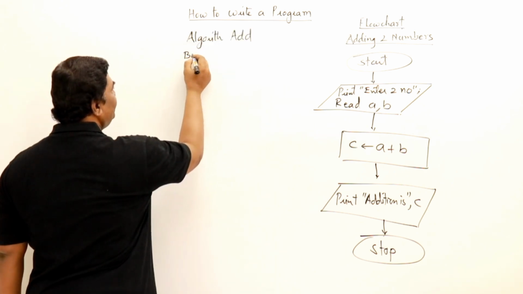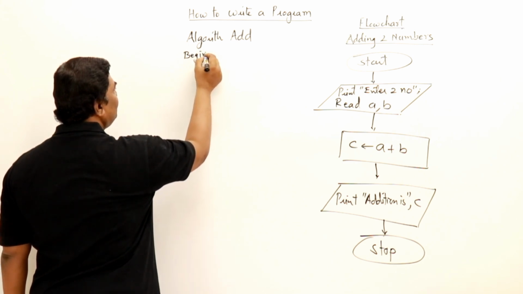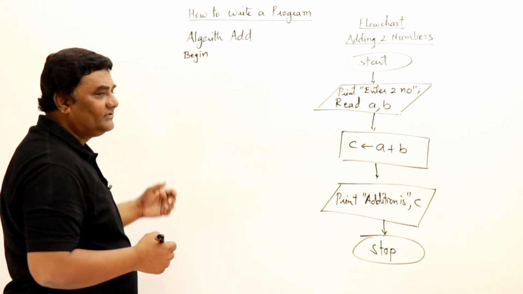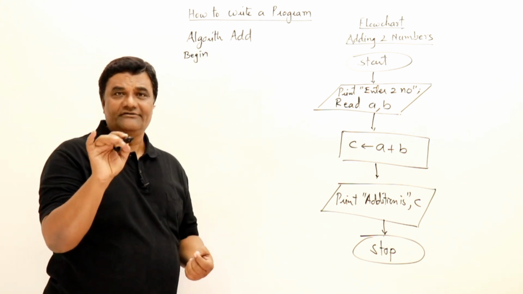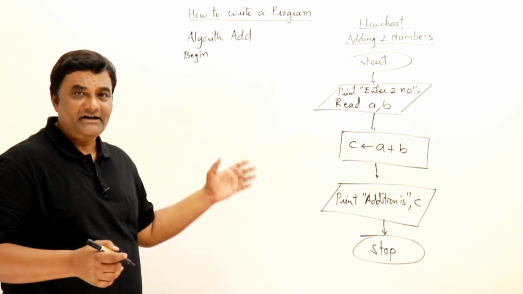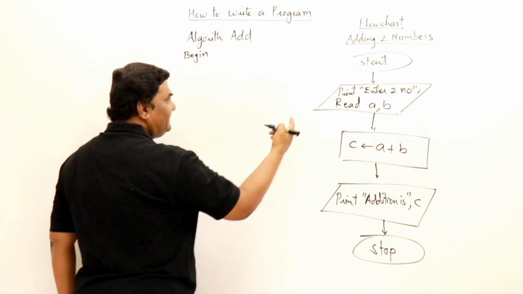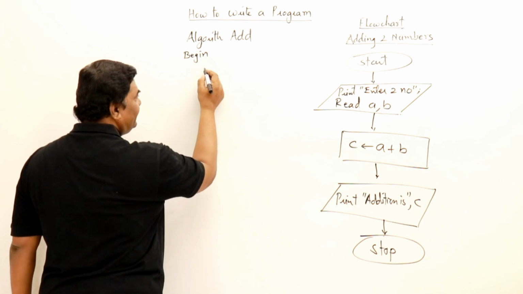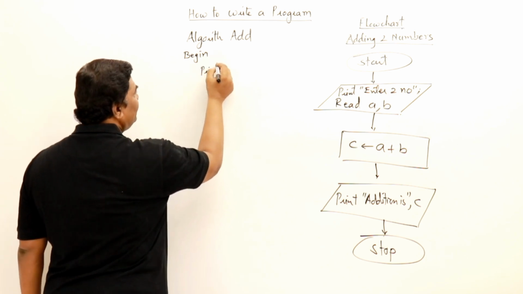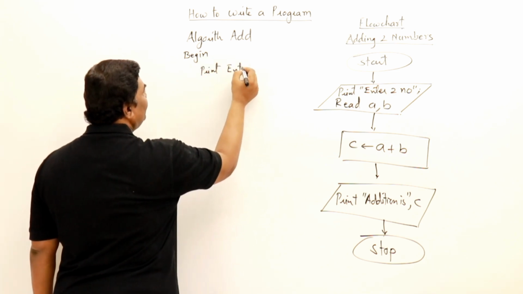Now here I will say begin, the algorithm begin. See, already I have explained to you that you can write begin or you can write the curly bracket. That is your choice. So I am writing begin here. Now what is the first thing it has to do? It should print and say enter two numbers. So print enter two numbers.